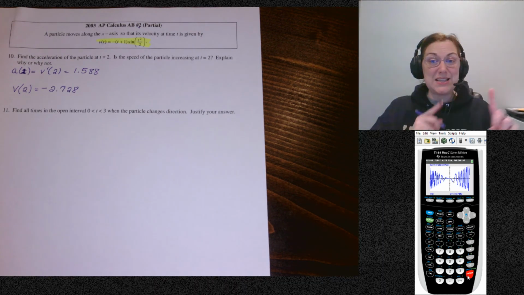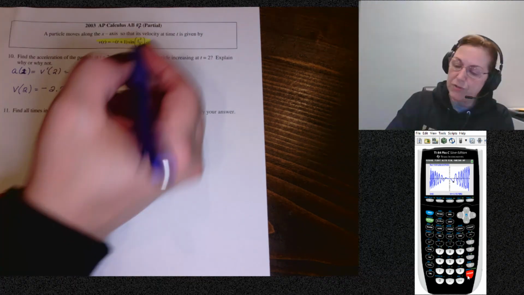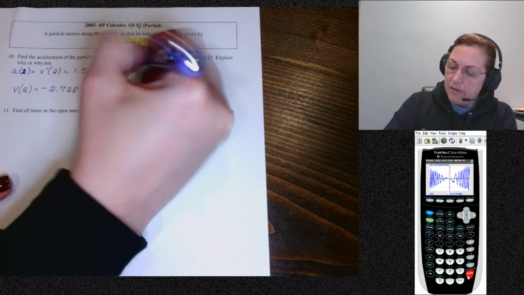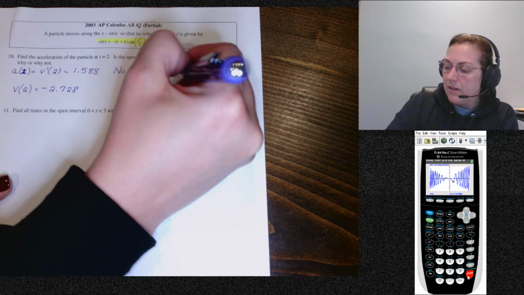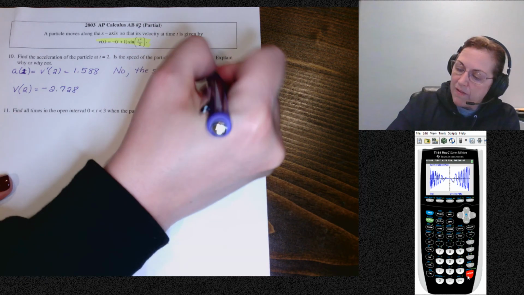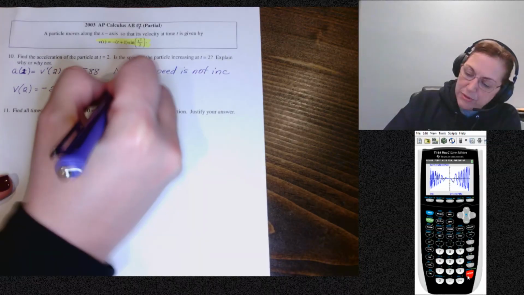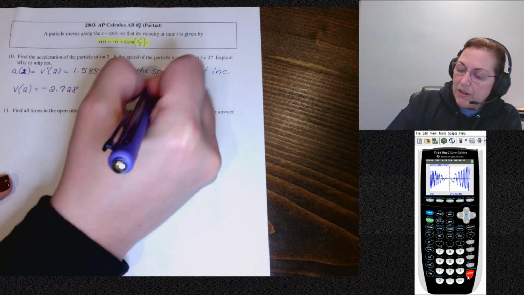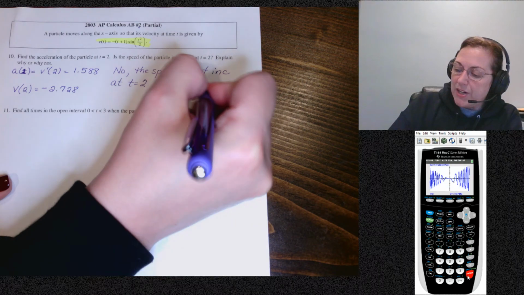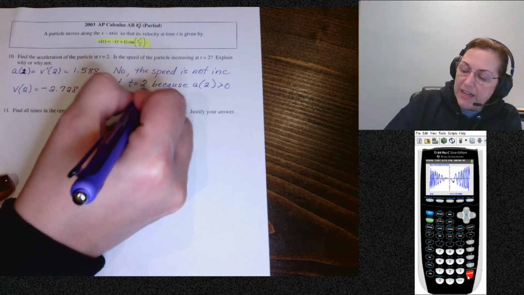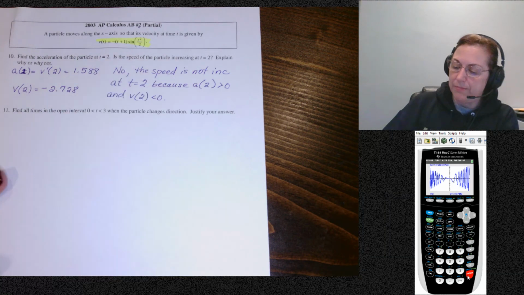So is the speed increasing? No, the speed is not increasing at t equals 2 because acceleration at 2 is positive and velocity at 2 is negative.